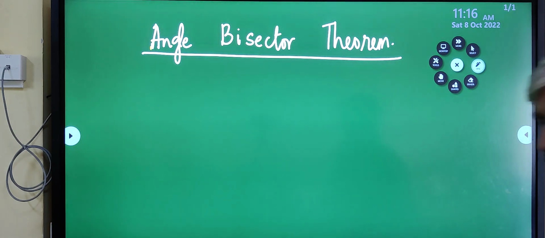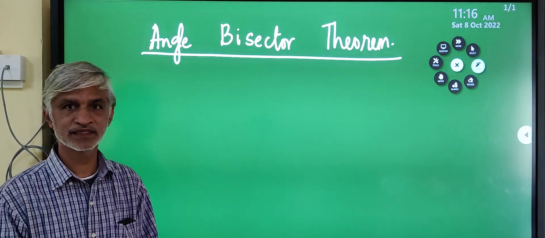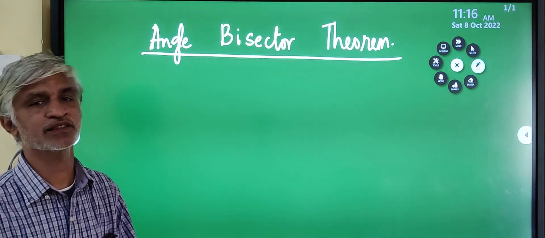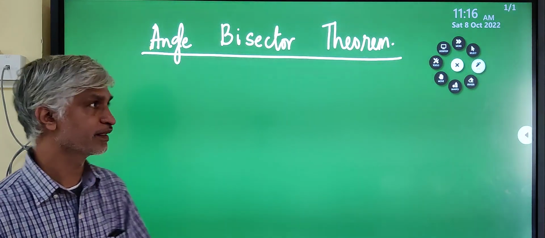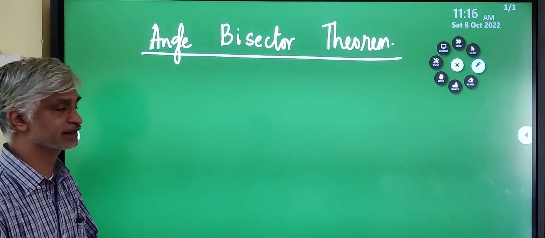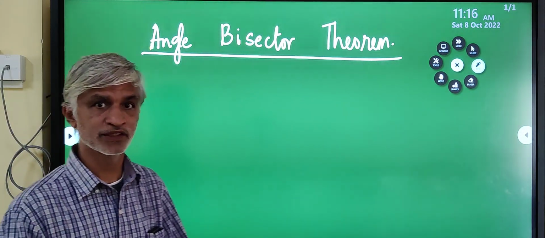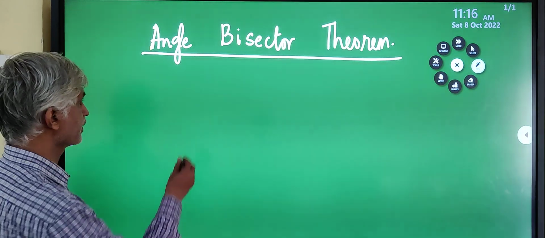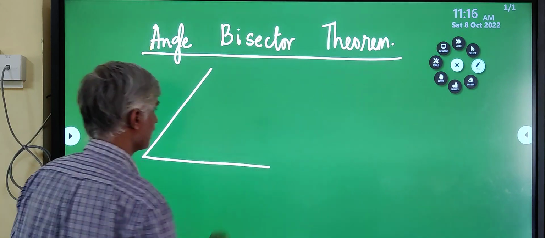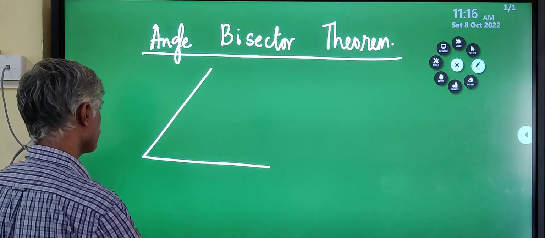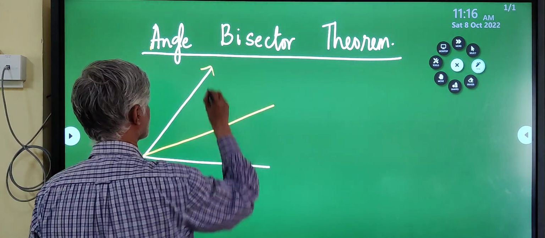Alright, so let us cover today the second basic lemma, which is very similar in spirit to the one that we did yesterday. This is called the Angle Bisector theorem, and what we did yesterday was the perpendicular bisector theorem. So how it goes is like this: you take some angle and draw an angle bisector of this angle.